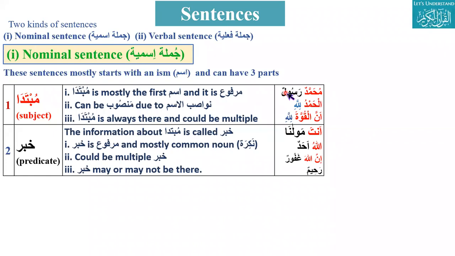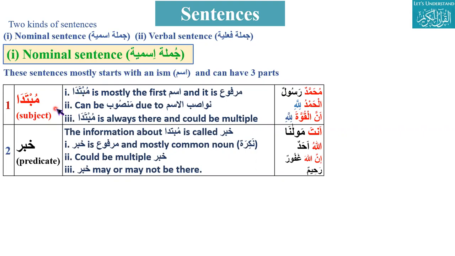There could be multiple khabar, and khabar is not the compulsory part. It can be there or it can be missing. Like you will see here that there is no khabar. There is only mubtada. We will discuss the second. So first of all, the nominal sentence.